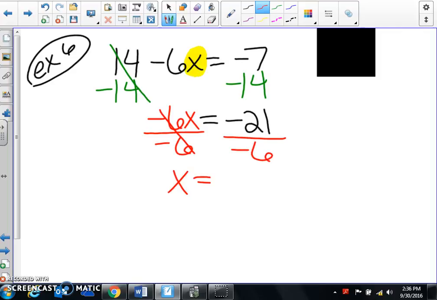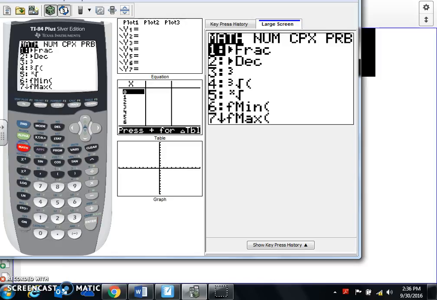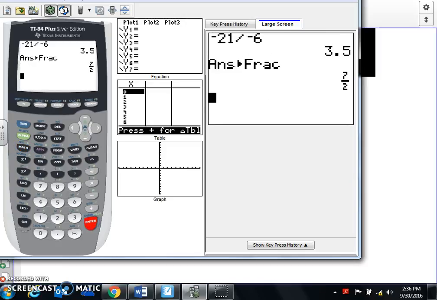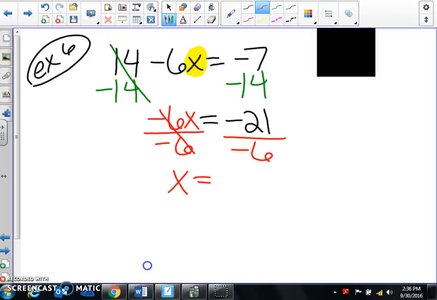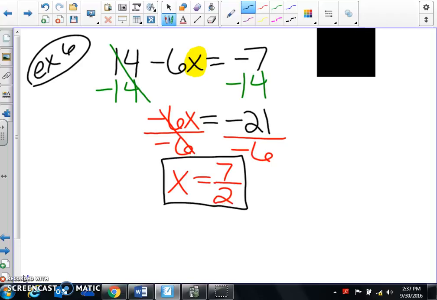And honestly, off the top of my head, I don't know what negative 21 divided by negative 6 is. You may not have decimals in algebra. We have to have fractions. Therefore, you should directly go to your calculator. And you're going to put in negative 21 divided by negative 6. Well, Miss Beck, it's 3.5. I've already told you you cannot have decimals. So you need to go back to math, frac, 7/2. And that is my answer.